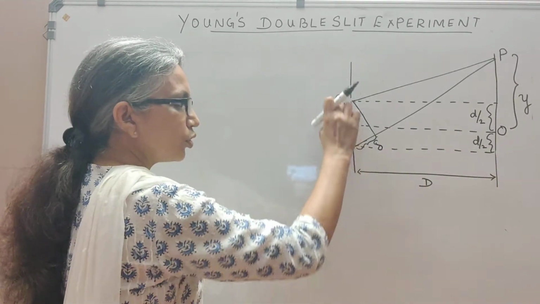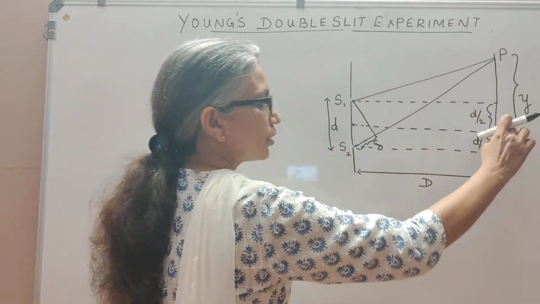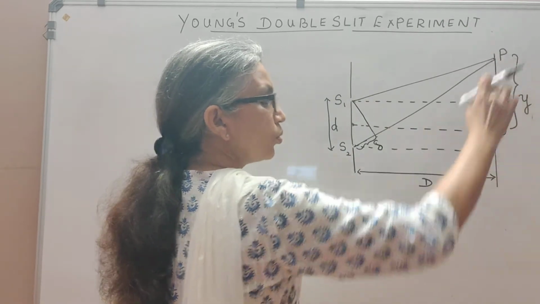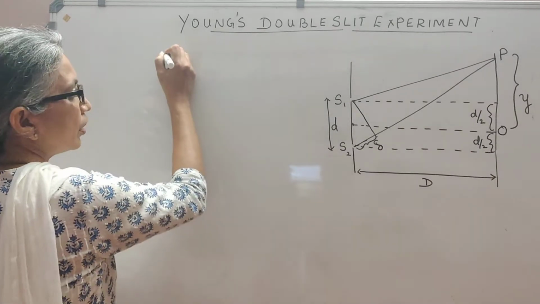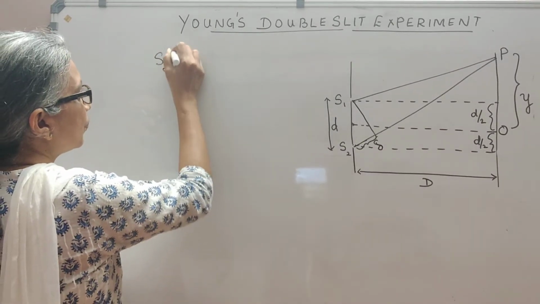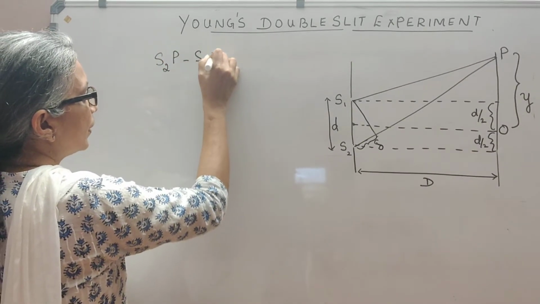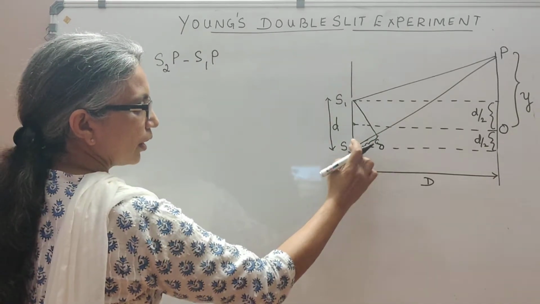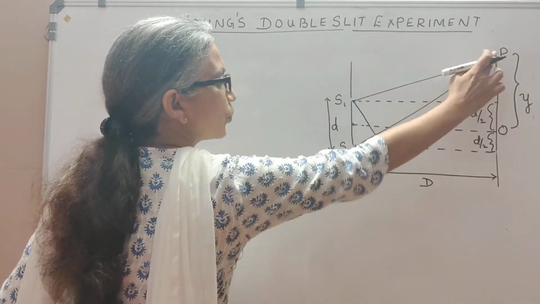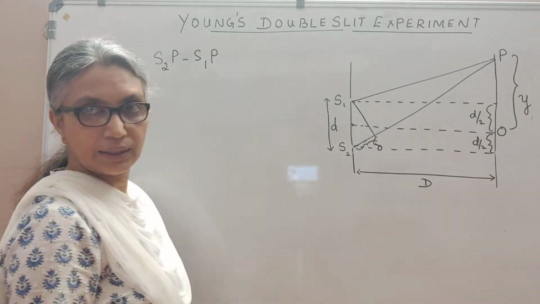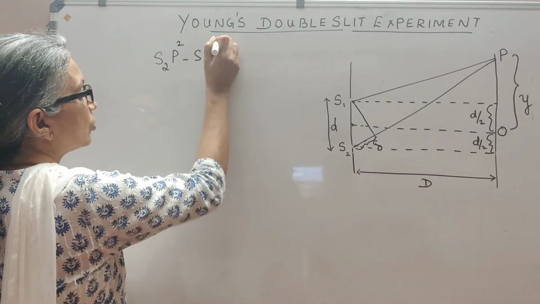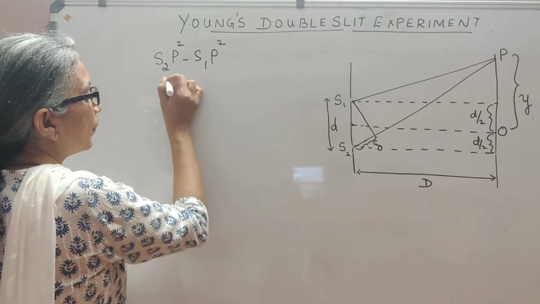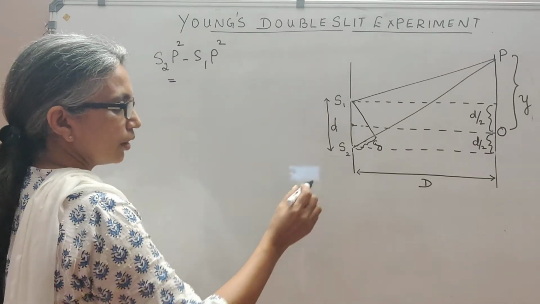Small d is the distance between the two coherent sources. Y is the distance from the center of the screen to the nth bright or dark fringe. So here I may write S2P minus S1P is what I want. That is delta. S2P minus S1P is going to give me delta. But I cannot directly get S2P minus S1P. So I'm going to square it so I can apply Pythagoras theorem.